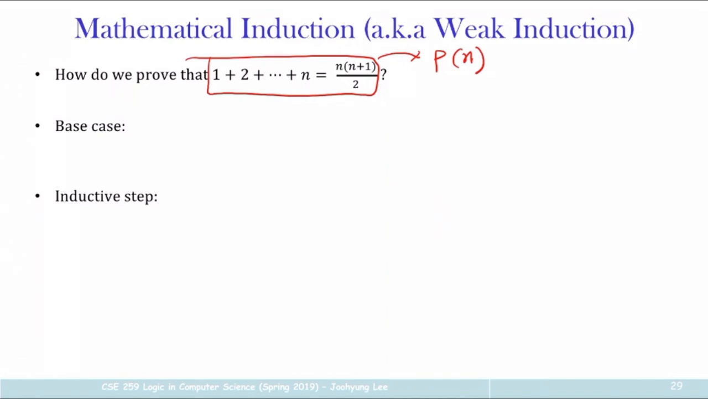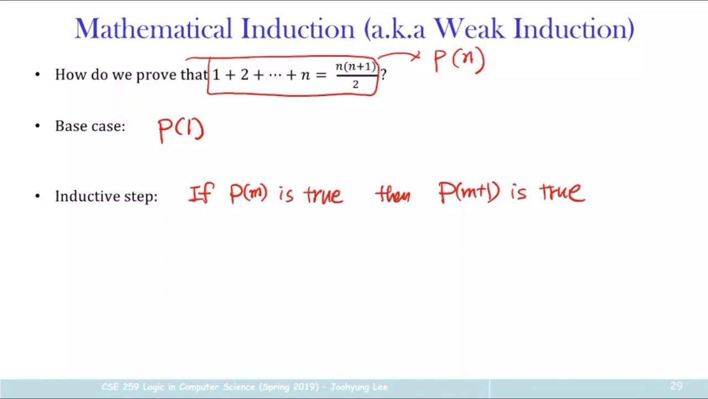Okay? So the base case is to prove P of 1 is true. And the inductive step is if P of m is true, then P of m plus 1 is true. The induction principle tells us if you prove each of these two claims in two cases, then we are done. This property P holds for all values of n.